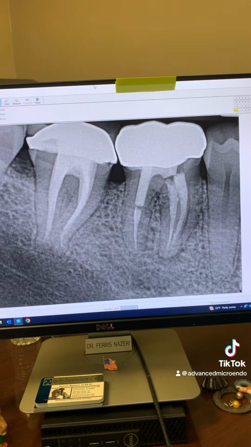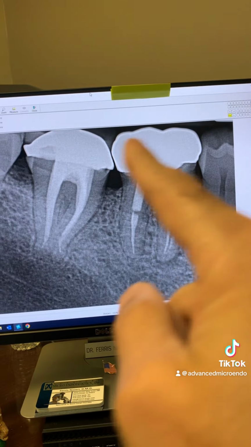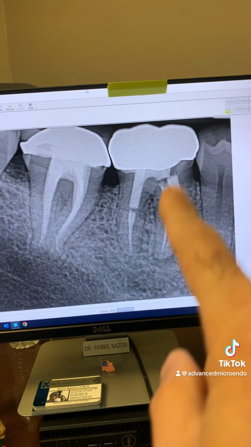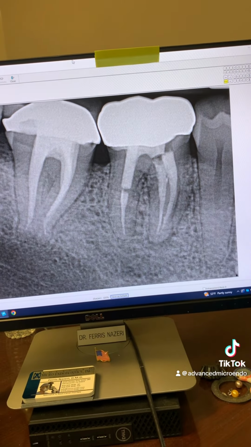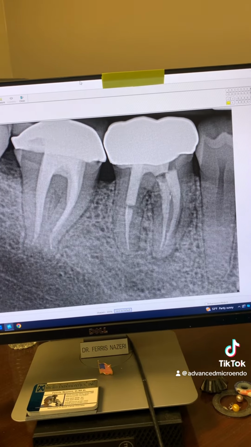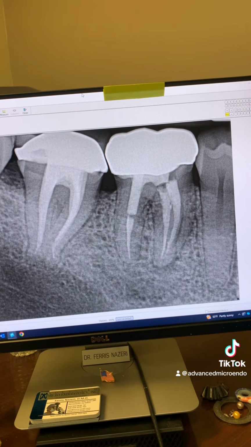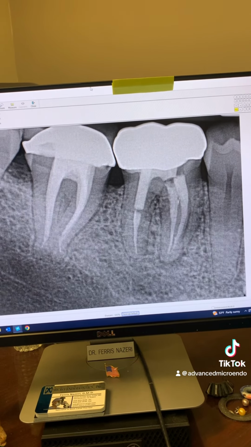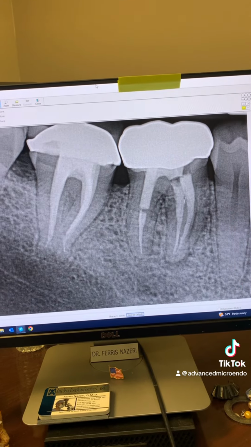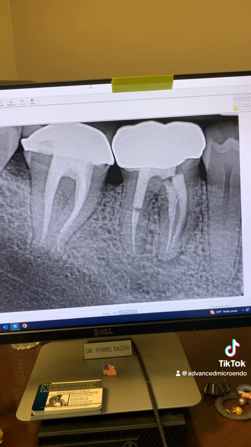All right, so crown here, of course. Previous root canal, as you can see. Metal post here, as you can see. Percussion, slightly tender. Palpation within normal limits. Let me show you what we found clinically.